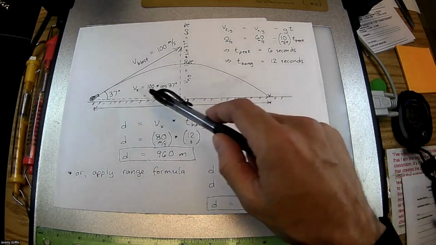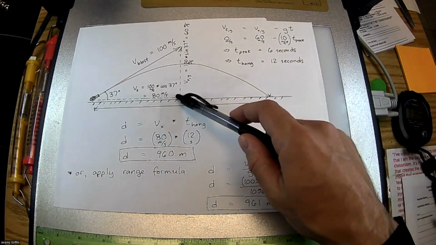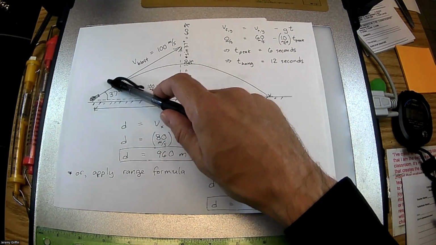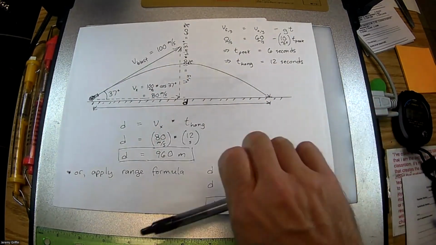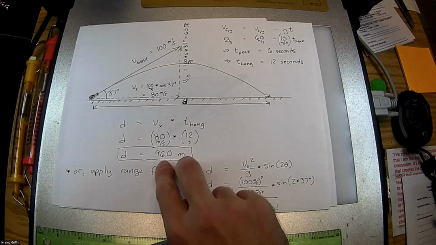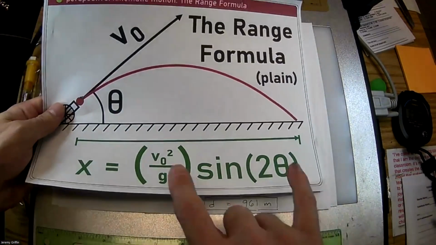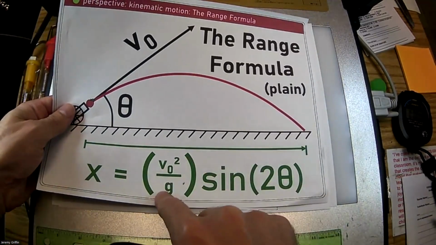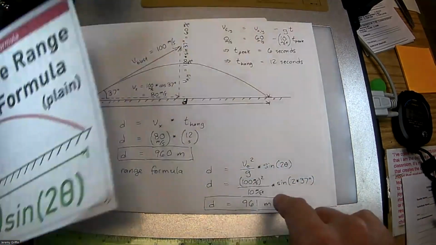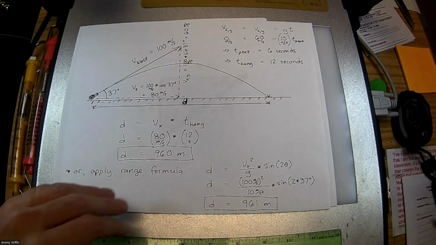All right. So now going back to horizontal motion, we know it's going across the field at 80 meters per second. We know it's going to be in the air for 12 seconds. Can you just multiply those two and get the horizontal displacement? Boom, just like that, right? Alternatively, if you use this range formula here, you just plug it in: the blast speed squared divided by gravity, times sine of 2 times the angle. You get basically the same answer. So that's a reminder of something you guys saw yesterday.